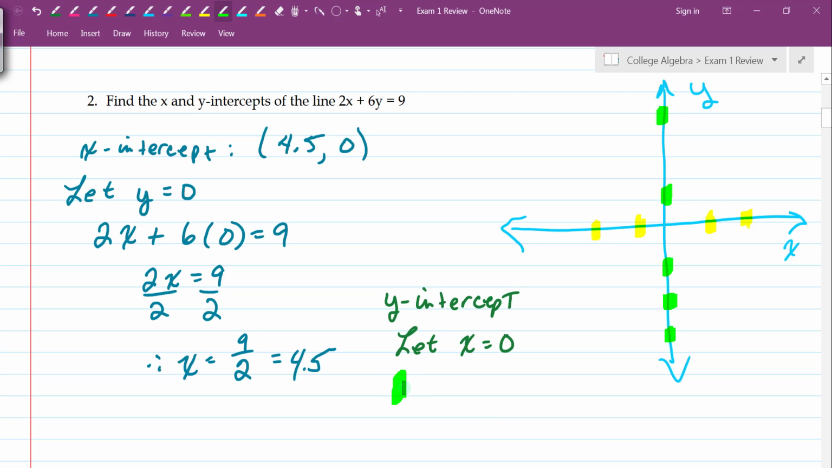Let's try that again. Well, we're still having some technical difficulties. Let's see if I can get my ink to change over here. There we go. And let me see if I can undo that right there.